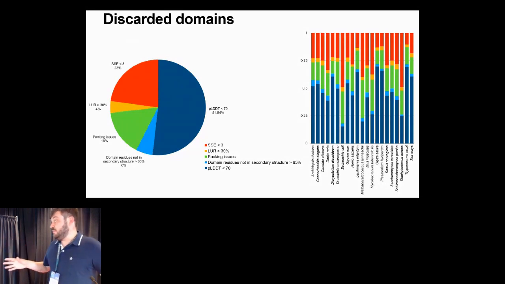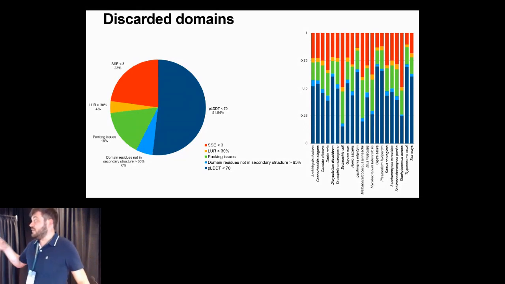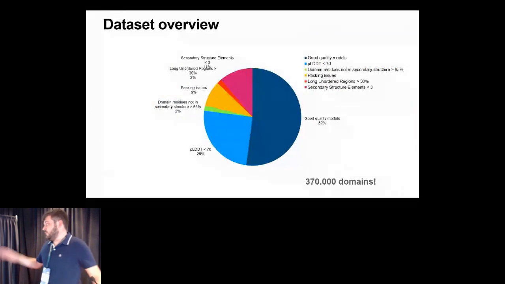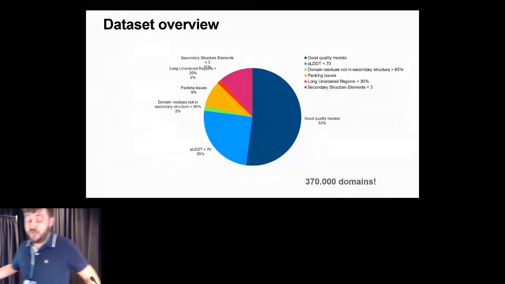50% of them get discarded because of pLDDT, and then there is another 23% that are very tiny domains. As you can see, this distribution on the left is for the whole data set. On the right, it's for the 21 model organisms. More or less, the distribution is similar across all of them. So if we combine this with the good model quality, we can see that there are 52% of domains that are deemed of good quality, and they pass all these different criteria for being brought into CATH. But we're still talking about 370,000 domains at this point.